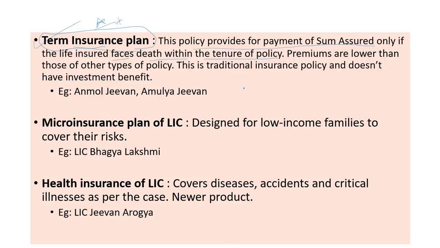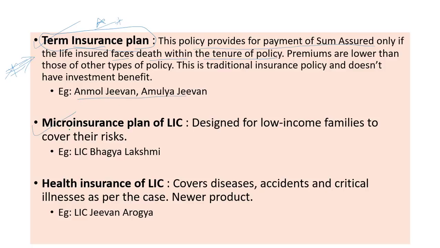So if a person dies before he or she reaches the age of 70, then he will be given the money for which he was insured. Suppose he takes this insurance policy of 1 crore rupees, so his family will be given 1 crore rupees no matter what. The premiums are lower because there is no investment involved, but these are, I think, the best policies. Anmol Jeevan, Amulya Jeevan.